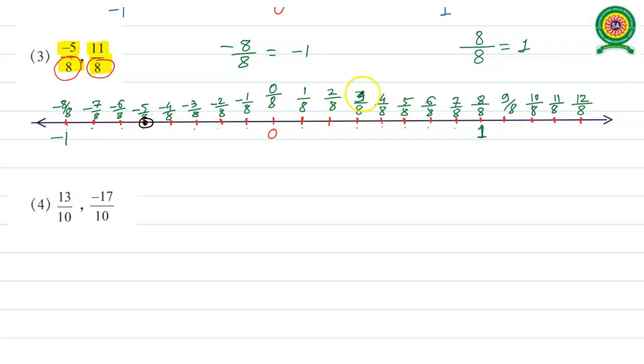And 11 by 8 is towards the right of 0. Somewhere we have 11 by 8 after 1. Because if we convert 11 by 8 in terms of a mixed fraction, 8 ones are 8, and the remainder becomes 3 divided by 8. So we have to move 3 places after 1. Keep in mind, because our numerator is 3, and the whole number is 1. So 1, after that we have to move 3 places. So we are at the point 11 by 8.